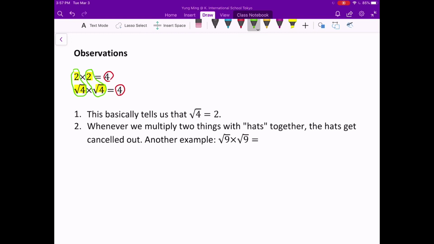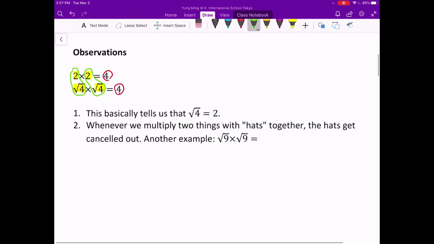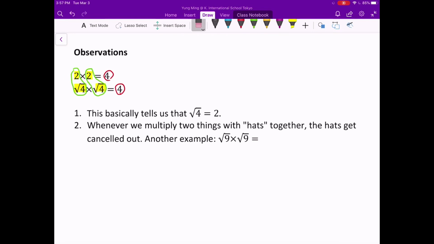Second thing is, whenever we multiply 2 square roots together, the square root sign actually gets cancelled out. Okay, what does that mean? You can actually see that from the second line. For example, if you have root 4 times root 4, magically you just combine the 4s together and put the root sign away. So for example, root 9 times root 9 will actually give you just 9.